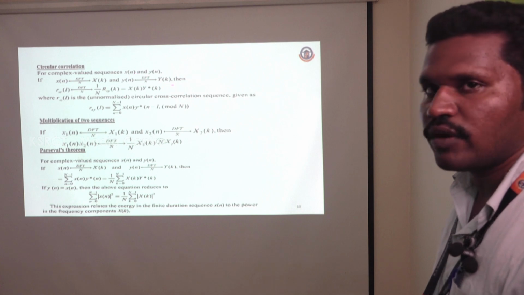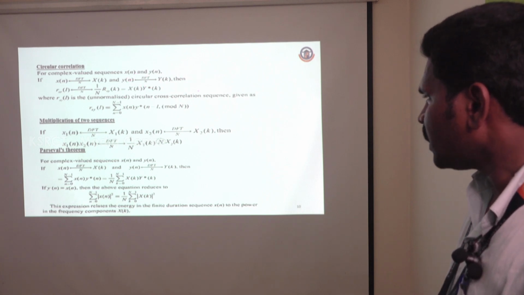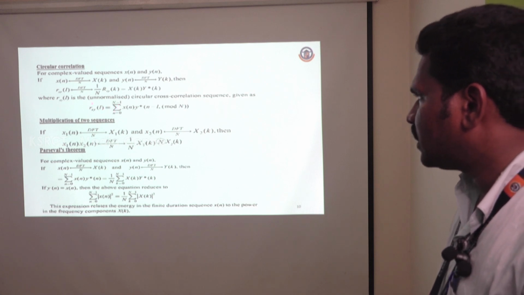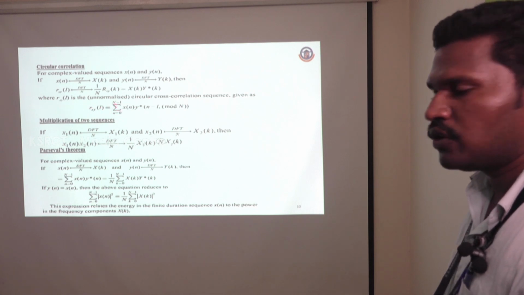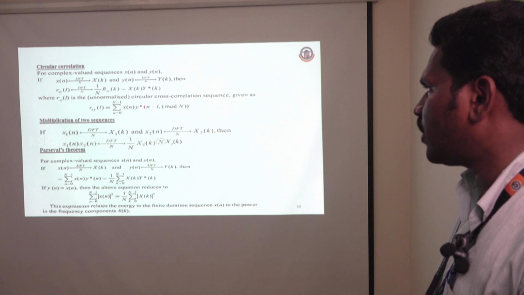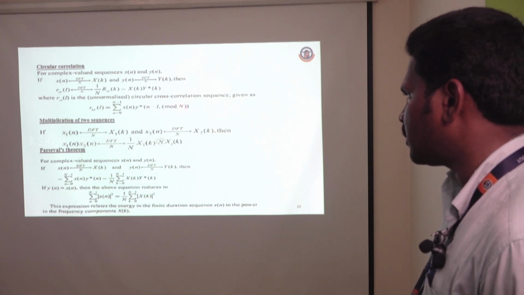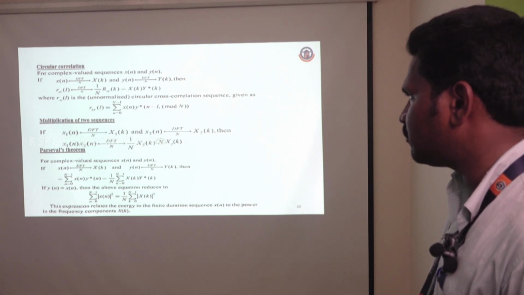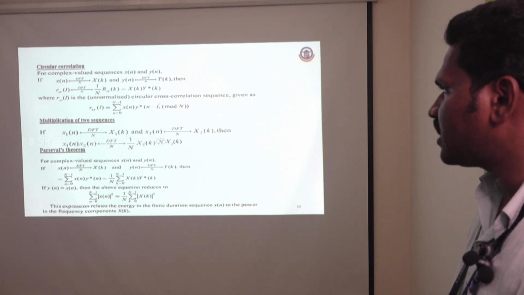Here x of n and y of n are two different sequences. Therefore, R xy of l is equal to, for the DFT, summation n varying from 0 to N minus 1, x of n into y conjugate of n minus l, modulus operator of N. One sequence will be the real sample, another one is a conjugate. Therefore, it is time shifted by the value l, n minus l.